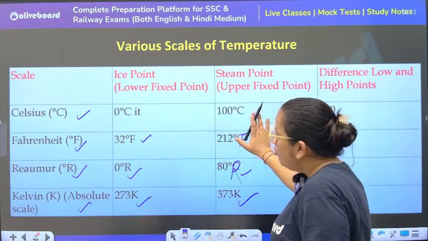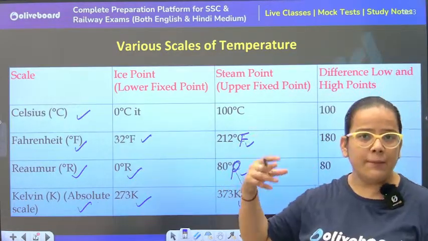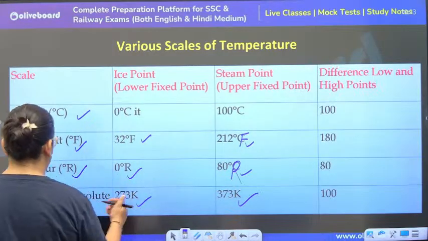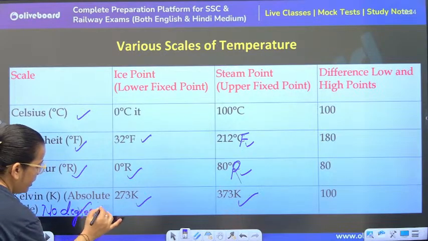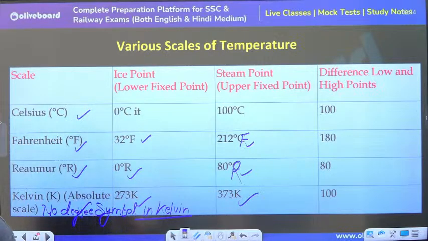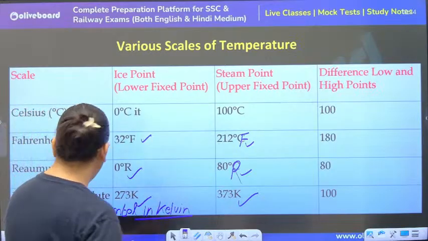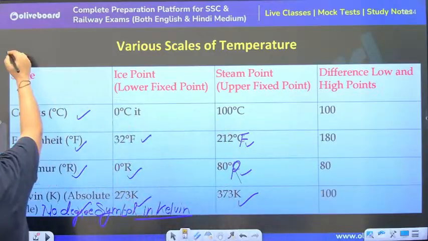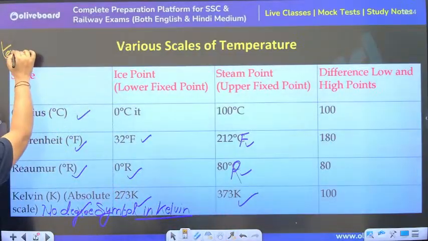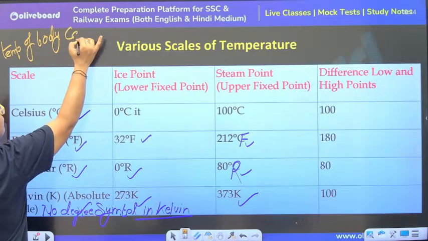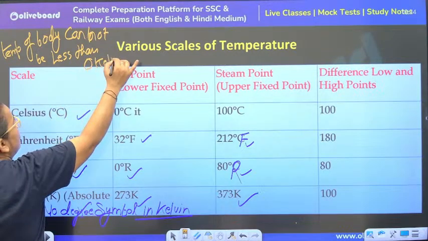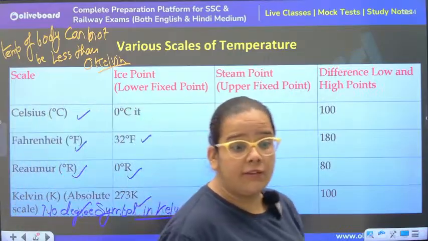Okay. So these are the 4 major scales by which we can measure the temperature. Please note down that no degree symbol is attached to Kelvin. No degree symbol in case of Kelvin. Okay, clear? And also the temperature of a body can never be less than 0 Kelvin. Okay, just a big point. Zero Kelvin.